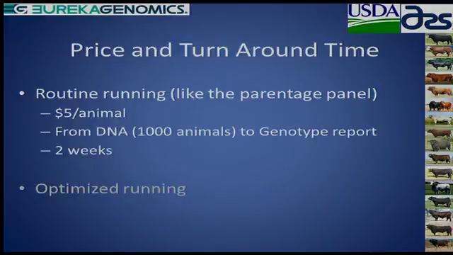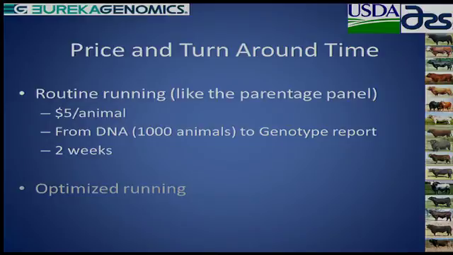So at the Beef Improvement Federation, our colleagues Eureka rolled out this technology, and they said that they felt they could do this for $5 per animal for a panel of parentage markers comprised of about 95 markers. And so that's $5 in addition to the DNA extraction cost. But we feel that's a fairly competitive price for a panel of that size. They thought they could turn that around in 2 weeks.